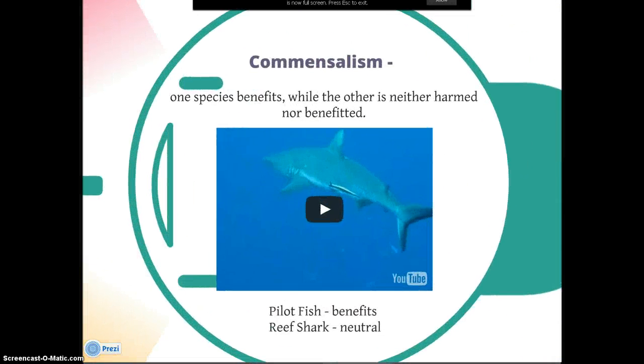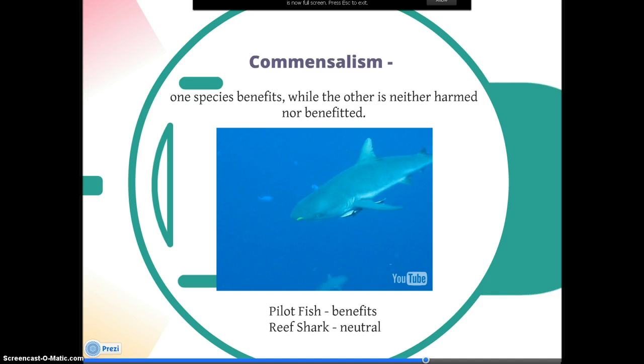The third and final type of symbiotic relationship is called commensalism. Commensalism is a relationship between species where one of the species benefits and the other species is neither harmed nor benefited. The commensal relationship shown here is between a pilotfish and a reef shark.